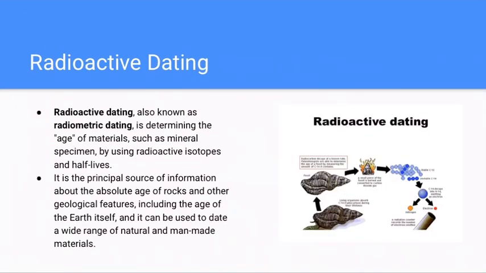The last thing we're going to discuss in this video is radioactive dating. Radioactive dating is also known as radiometric dating and determines the age of materials such as mineral specimens by using radioactive isotopes and half-lives. It is the principal source of information about the absolute age of rocks and other geological features, including the age of the Earth itself, and it can be used to date a wide range of natural and man-made materials. If we take a look at the picture on this slide, we see how a fossil's age is determined by measuring the amount of C-14 radiocarbon that it contains.